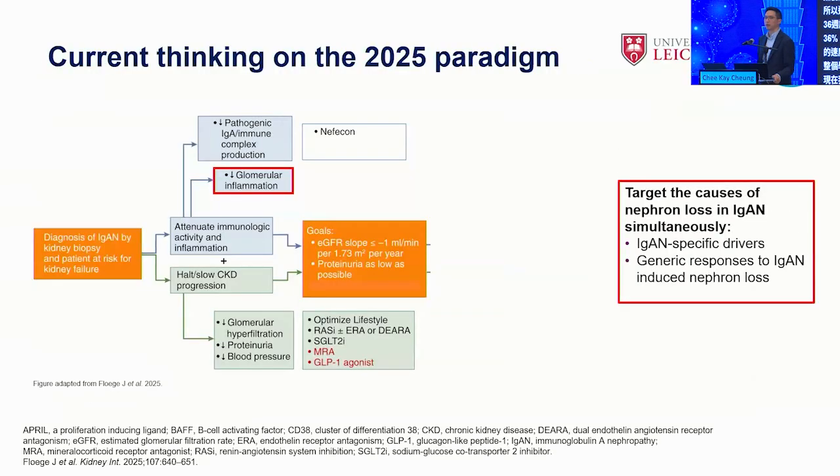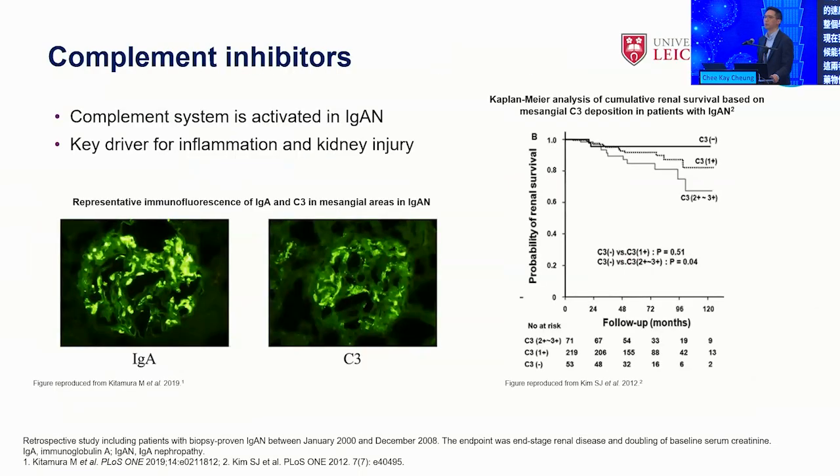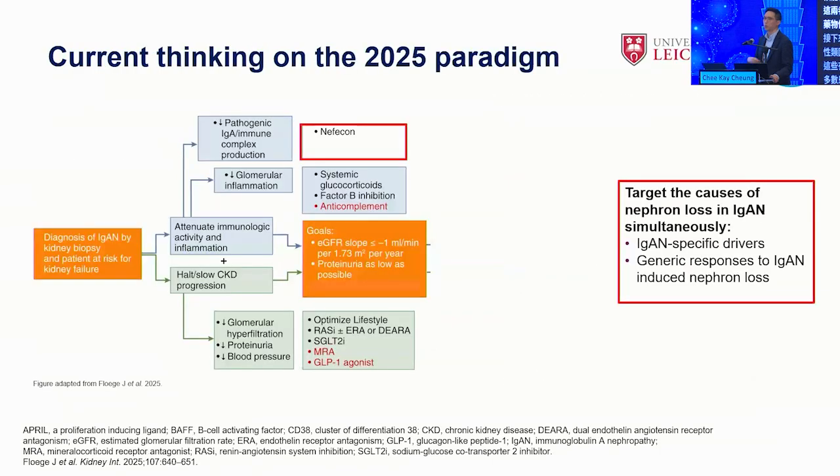Next, we have glomerular inflammation, and options here would be systemic steroids or complement therapies, and Hitoshi has covered these very nicely in his talk. We know the complement system is activated in the majority of patients with IgA nephropathy. Here's data from Korea showing that patients with a baseline higher intensity of C3 staining have worse kidney survival compared to those who are C3 negative. And this is out to around 10 years of follow-up. So I won't go into that in more detail.